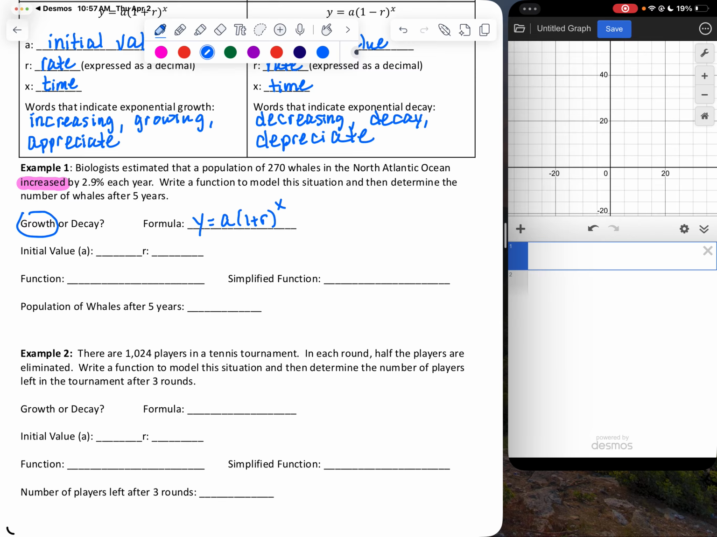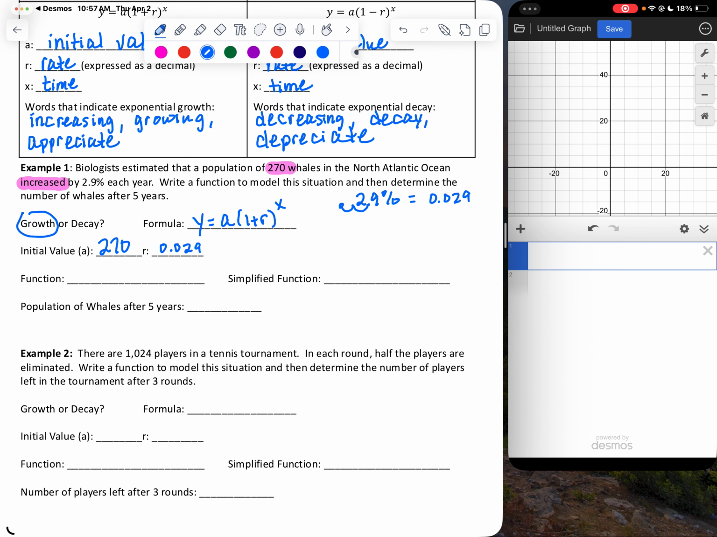So our initial value in this problem was 270. So that's our a. The rate, now you have to be careful here because you can't write it as a percentage. We want to take 2.9% and convert that into its decimal form. So move your decimal places 2 to the left and fill in your missing 0. So 0.029. So that's our r value. Remember, your rate is a percentage that's expressed in decimal form.